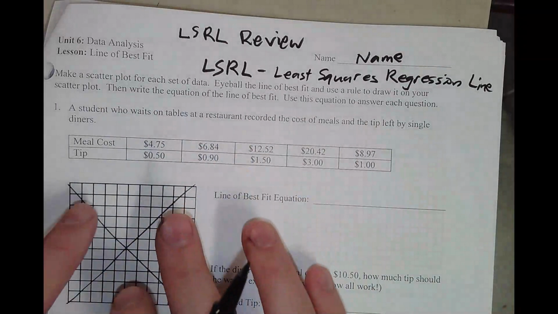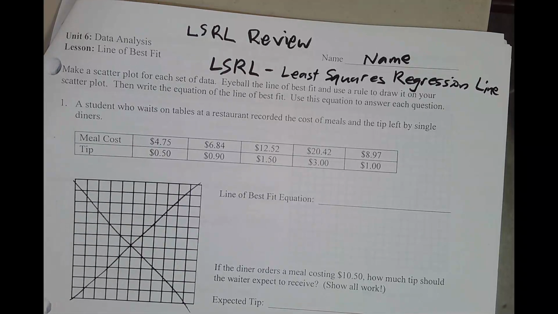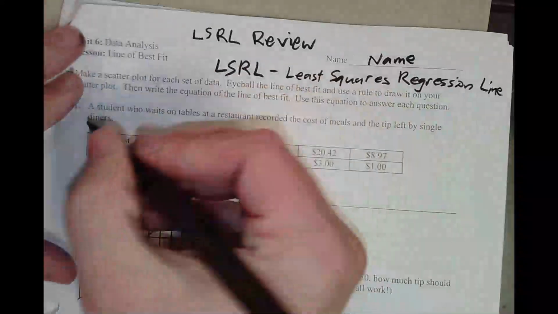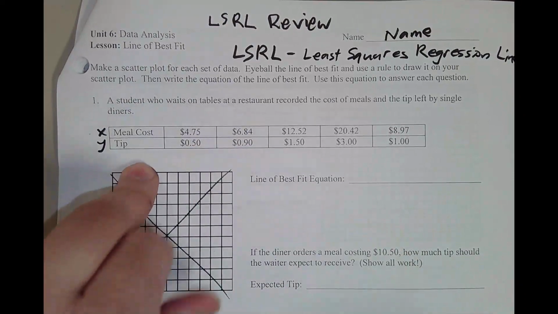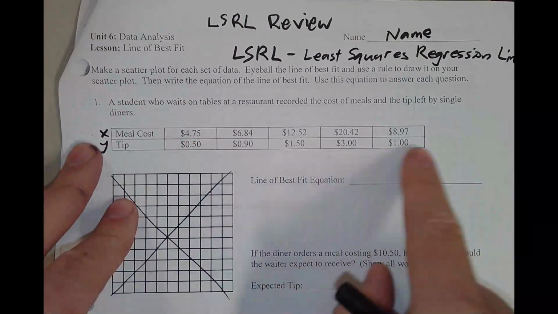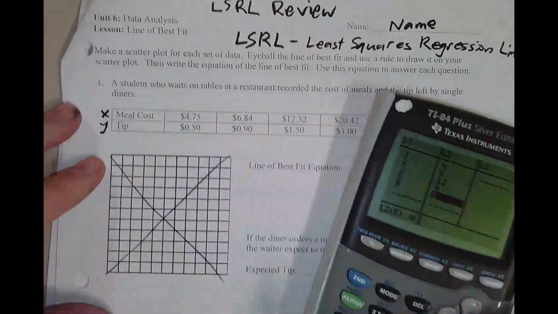If that's okay with you, we're going to skip the graphing portion and go straight into inputting this data into our graphing calculators. For number 1, it says, a student who waits a table at a restaurant recorded the cost of meals and the tip left by single diners. What this means is people are buying meals. We'll call that the X, the meal cost. And they're leaving a tip, which we're going to label as Y. I think they should be leaving tips a little bit bigger than these ones, but we're going to go ahead and input this into our calculators.